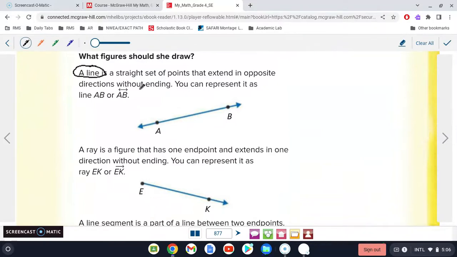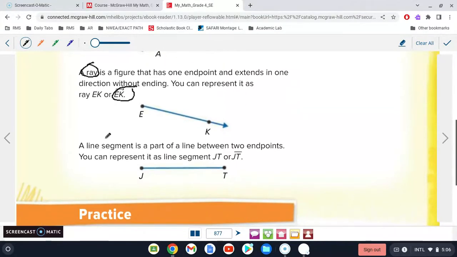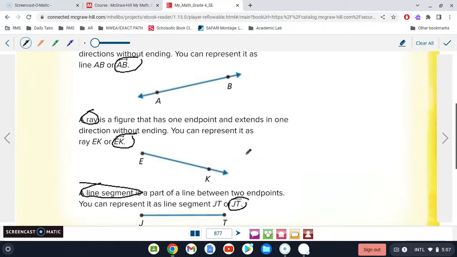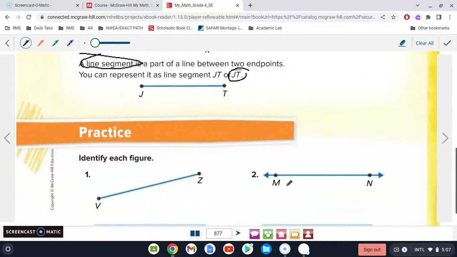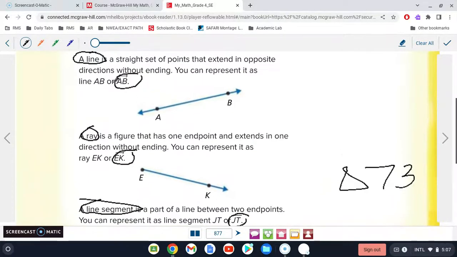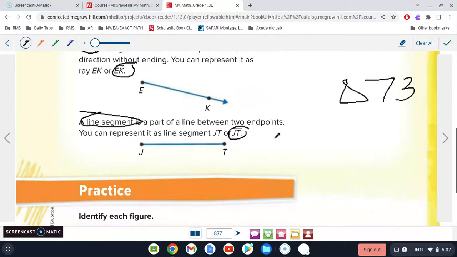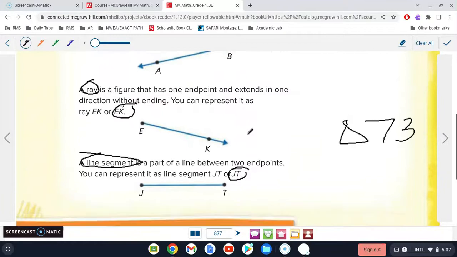That's line, looks like this. Ray, looks like this. Or line segment. So I would circle those if you're going to use this page, or you can use the poster, or you can use page 873. So numbers 1 and 2, you would identify them. You either write line AB, ray EK, line segment JT, or you can do the abbreviations.